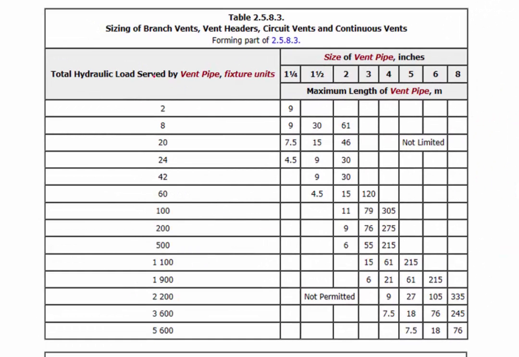So going with the 5 fixed units and a 5 meter length, the first thing we look up in this vertical column is the total fixed units that are served by the vent. We're on table 2583 for continuous vent sizing. The first number we come to that meets or exceeds 5 fixed units is 8. Now I look to the right. This has created a horizontal column to my right. And it says that if the length of your vent does not exceed 9 meters, it could be 1.25 inch size.